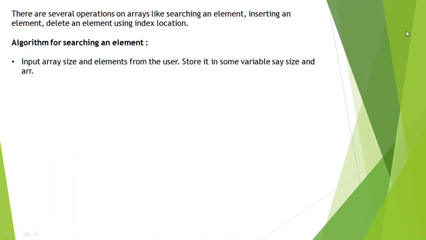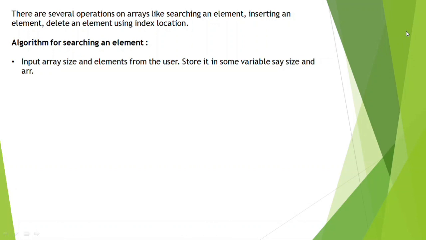Now let's see. First, input the array size and elements from the user. Store them in some variables, say size and array. It is a very important point. First we should initialize the input array. That should be initialized with any data type. That can be int, character or any other. First we should initialize the data structure, that is, the size of the array up to where we can expand that array.